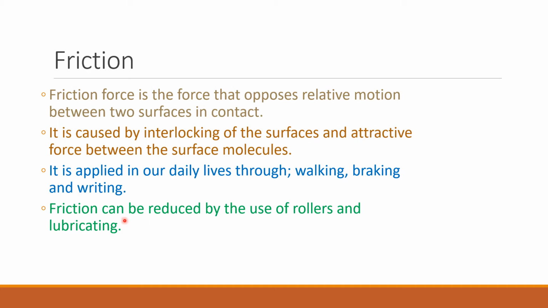Friction can be reduced by use of rollers and lubricating. For example, in car engines or motor vehicle engines, we use lubricants such as grease to reduce the friction, which can cause wear and tear. So friction is a good force that aids us in braking and working, but also it is a bad force that can cause wear and tear and therefore increase the cost of maintenance of the car. So friction has advantages and disadvantages.